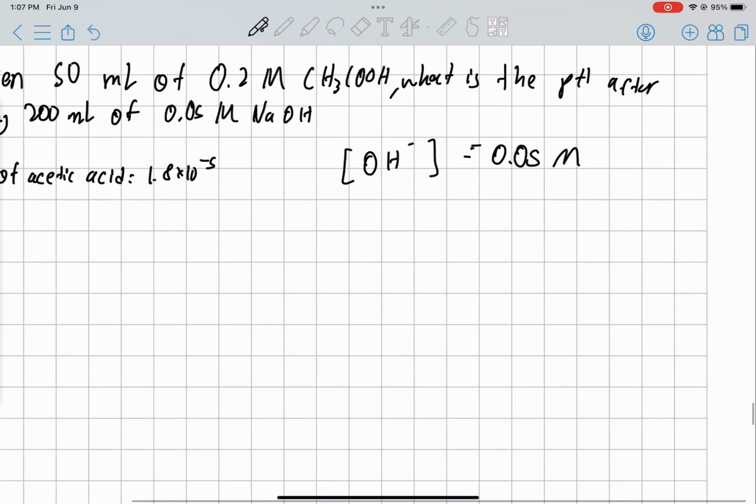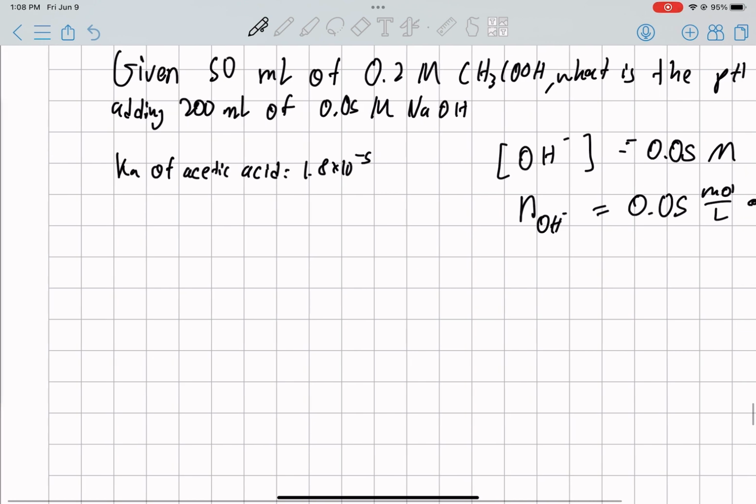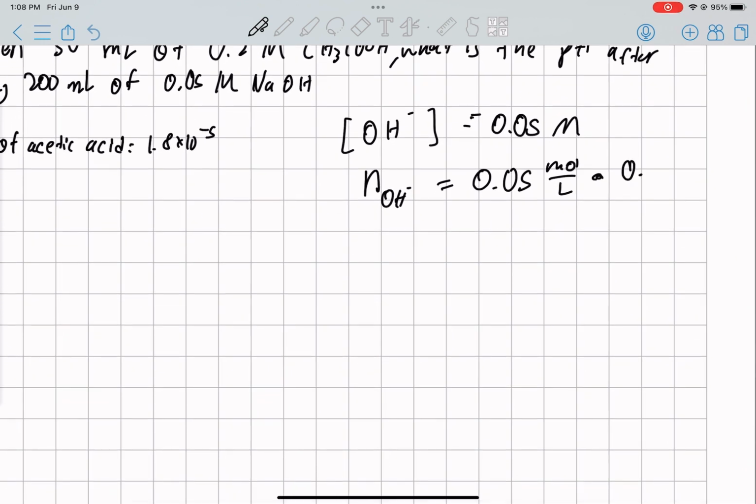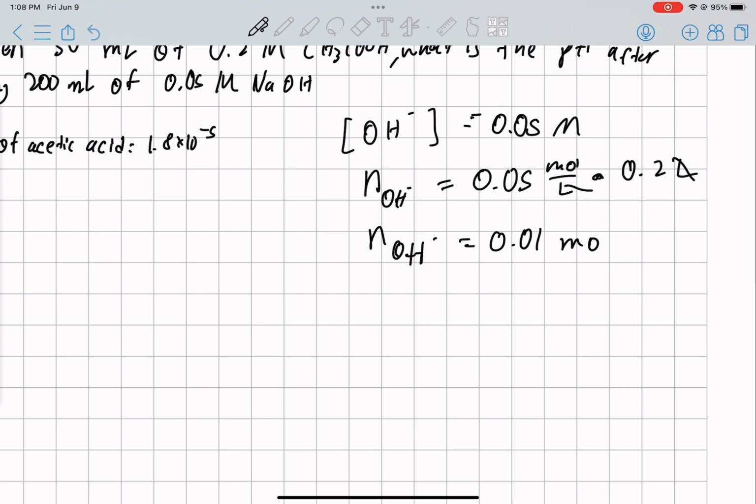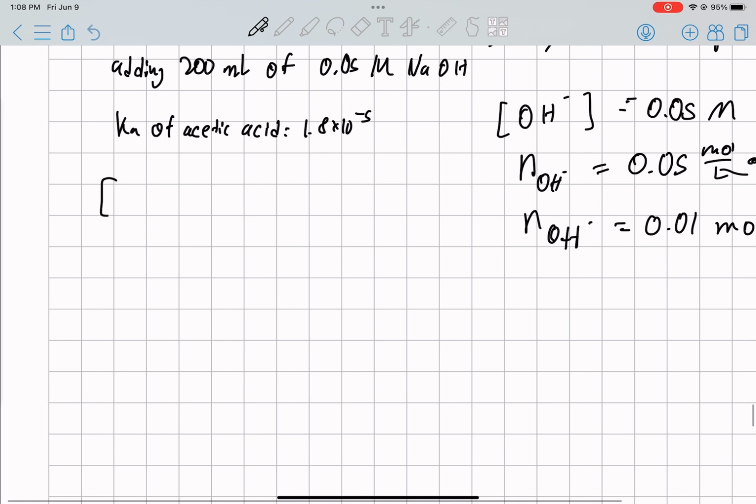So what we'll do is the number of OH minus moles is just equal to 0.05 moles per liter times, and in this case, it's 0.2 liters. And these two cancel out, giving us the number of OH minus moles that we have, 0.01 moles. Great. Now I'm going to try to solve for the number of acetic acid moles that we have.